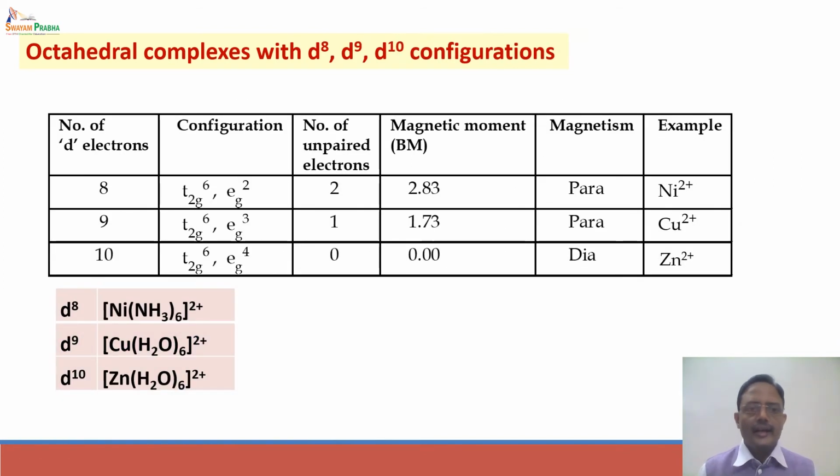Coming to d8, d9 and d10, in all the 3 systems the 6 electrons in t2g are already paired up, whereas in d8 there are 2 unpaired electrons, in d9 there is 1 unpaired electron, and in d10 there is no unpaired electron. As a result, the magnetic moment goes on decreasing from 2.83 to 1.73 to 0 when we go from d8 to d10 system. And in this case, there is only one possible configuration. There is no high spin or low spin state. You can see that this d10 system is diamagnetic in nature, and so all the complexes of Zn2+ will be diamagnetic in nature.